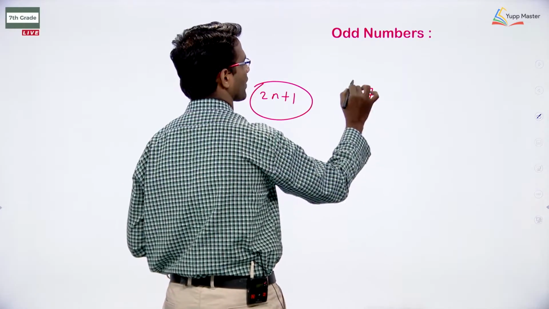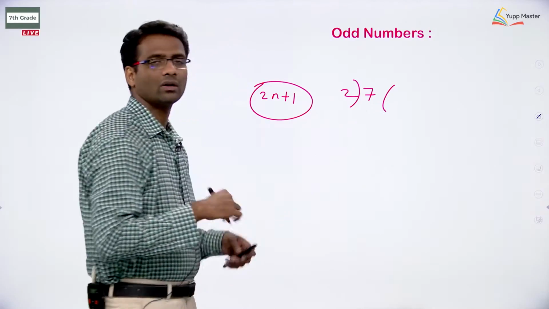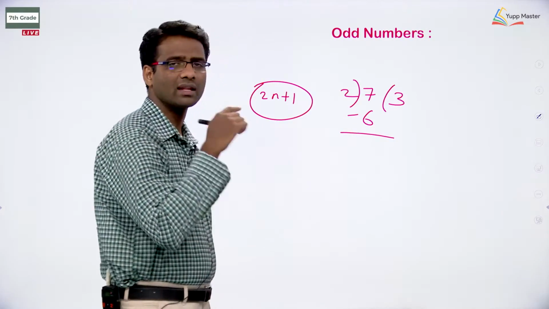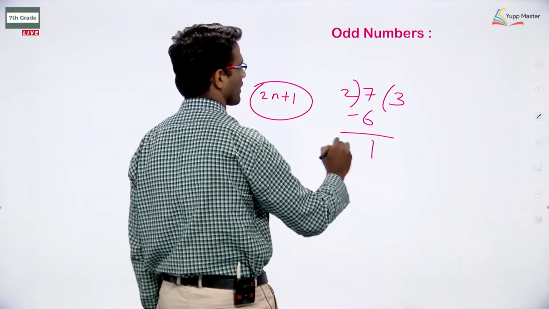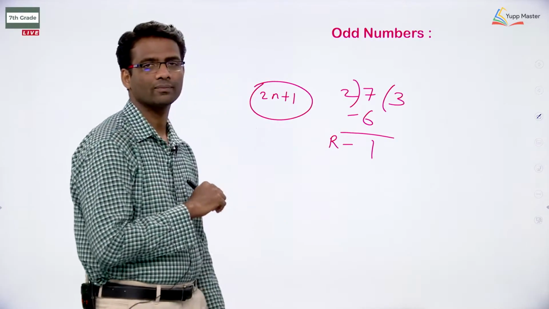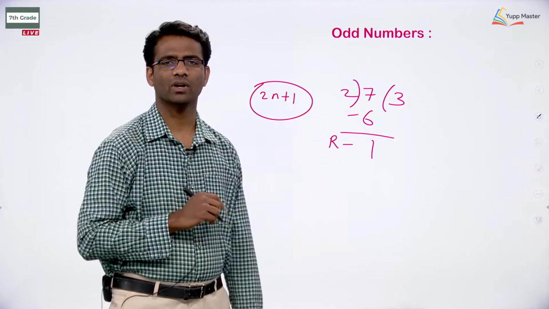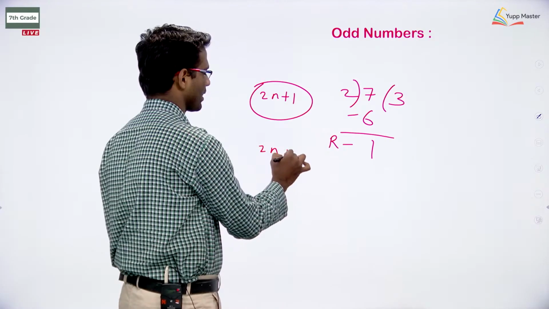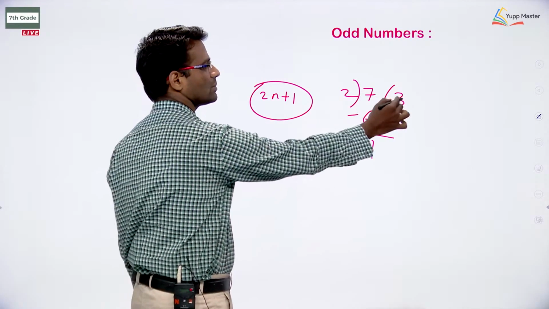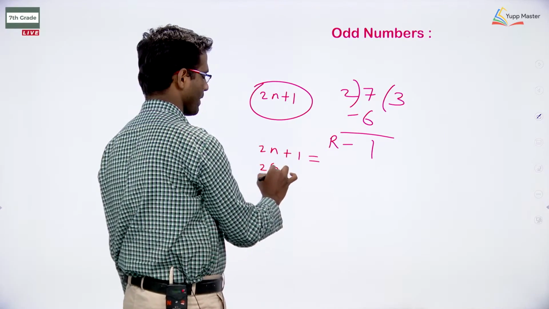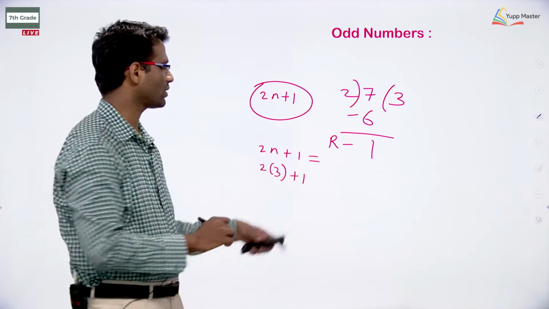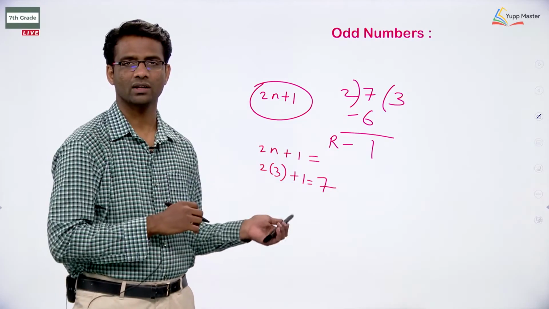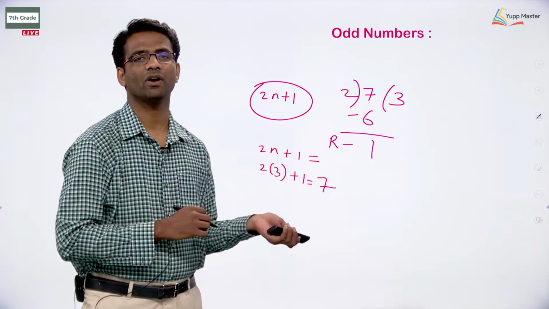So, I will take 7. Is 7 divisible by 2? No. 2 threes are 6 and the remainder it leaves is 1. So, is 7 an odd number or an even number? Odd number only, and I will write this 7 in terms of 2n plus 1. Here 2 is being multiplied with 3 and the remainder 1, I got 7, right? Understood? That is the general form.